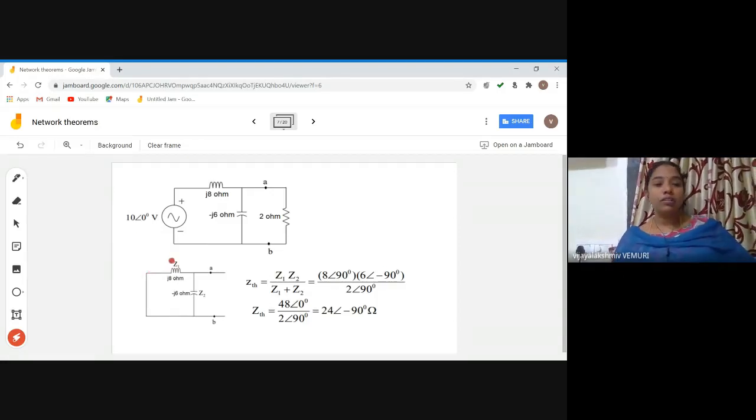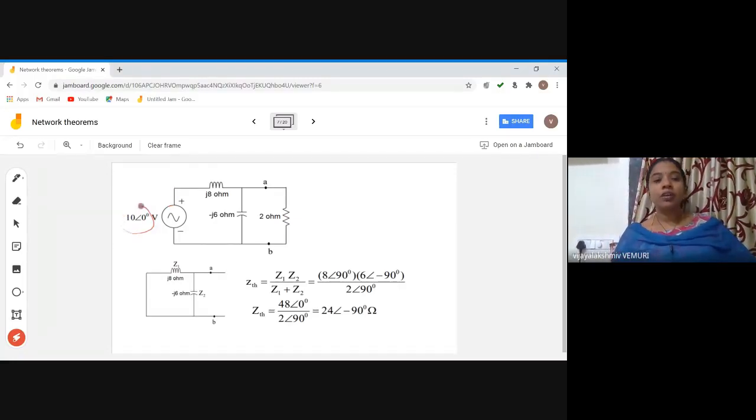So why I'm telling all these things is that we are talking about an AC problem here. Whenever I write this in polar form, this is an RMS value. And you are asked to find the equivalent Thevenin impedance or load impedance. Let us see what the question is. Let me see the question once. I'll share.